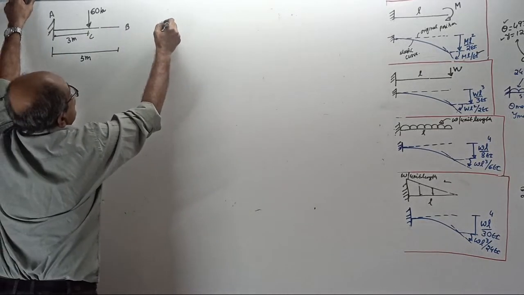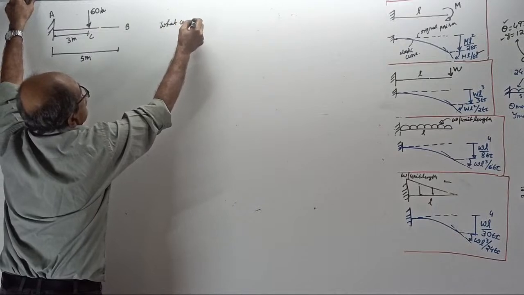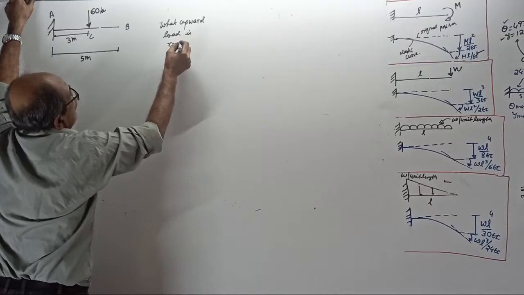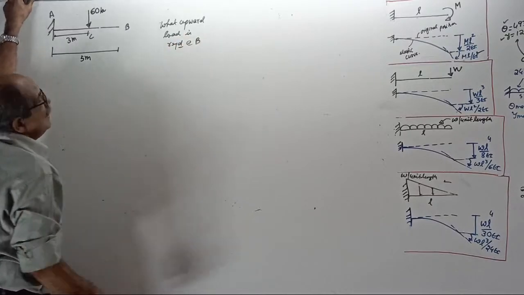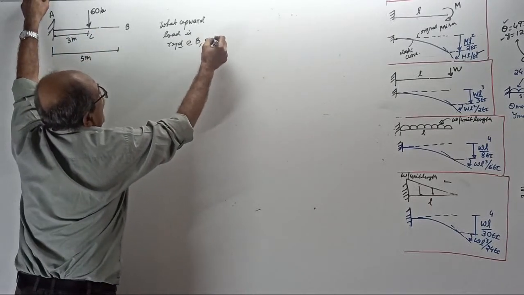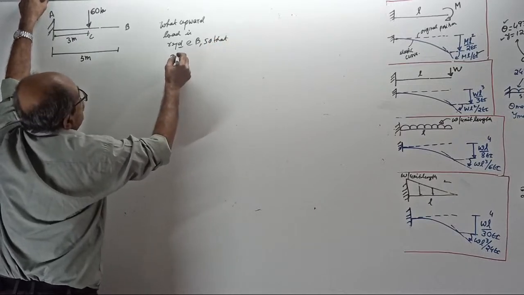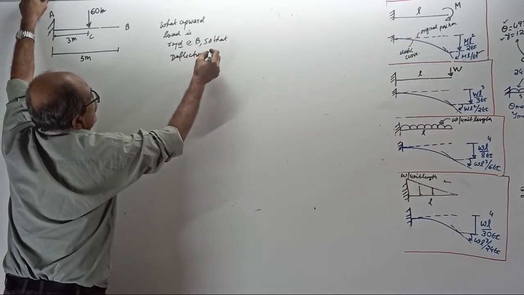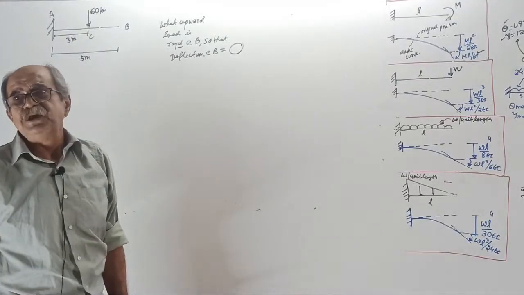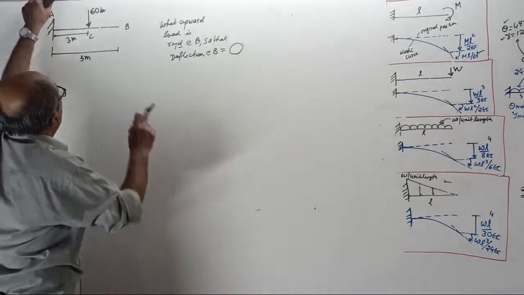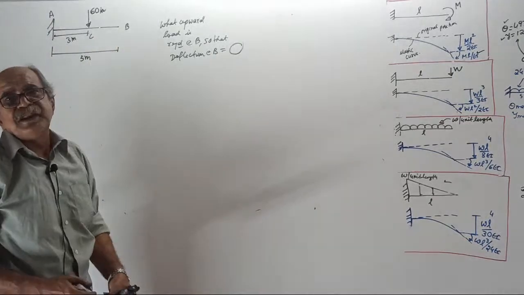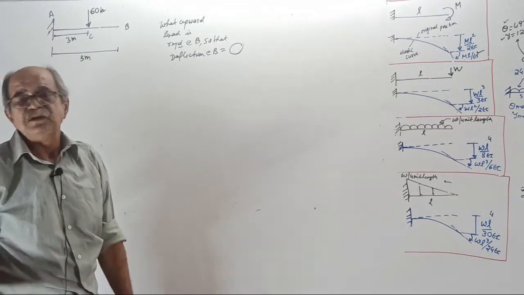And the question is, what upward load is required at B so that deflection at B equals 0? Deflection at B equals 0. That's the question. They are asking you what upward load is required at B so that deflection at B is 0.